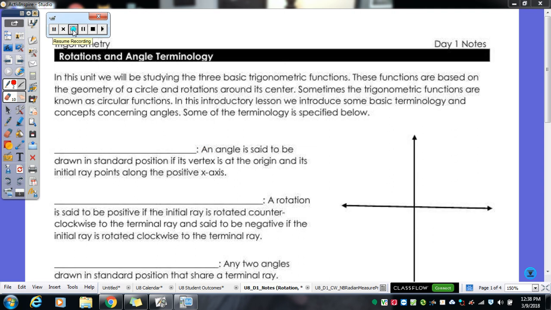Okay, so we're starting our trig unit. And in this unit, we're going to be studying the three basic trig functions, which you did learn last year. Does anybody remember what the three basic trig functions are?